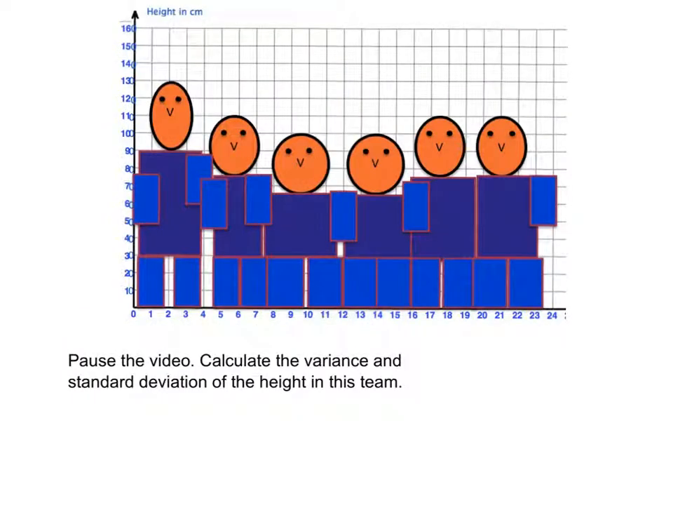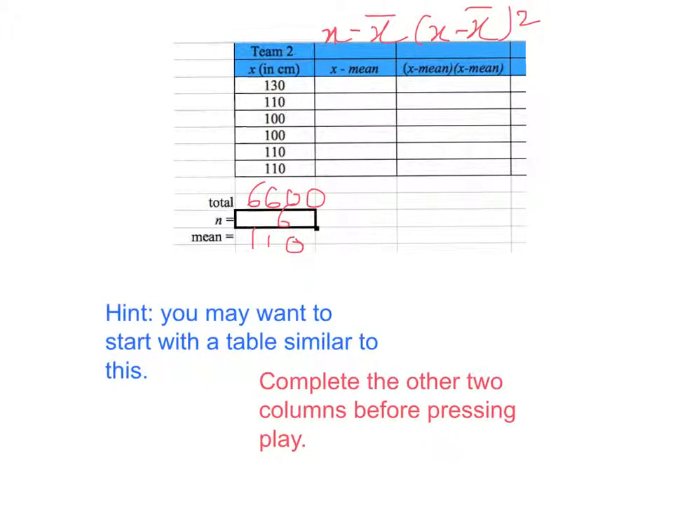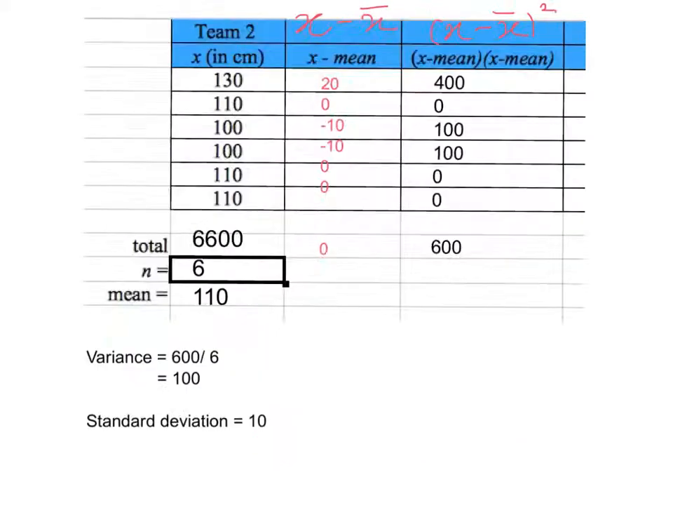I want you to pause the video and calculate the variance and standard deviation of the height in this particular team. Here's a hint for you. You may want to start with a table similar to this one. And I have already calculated the total for the first column for you. That is 6,600. And the number of observations here is 6 with a mean of 110. You may want to complete the other two columns before pressing play. Here's the solution. Do you get this right?